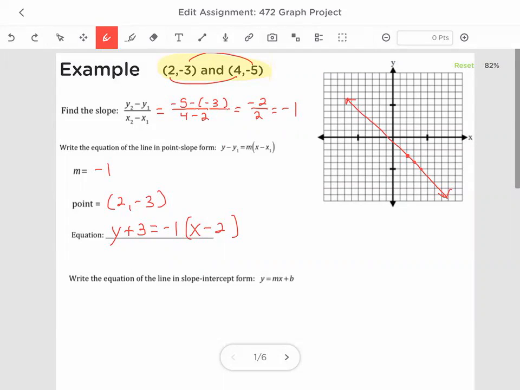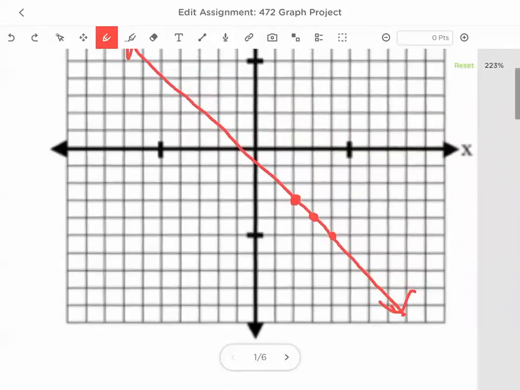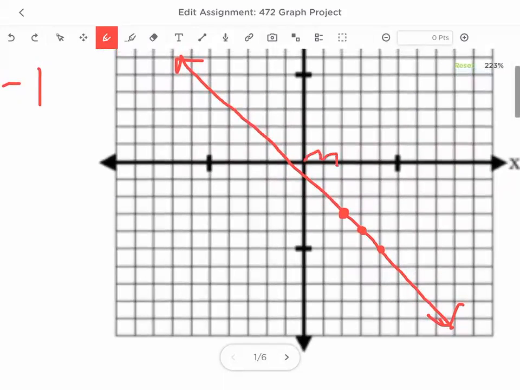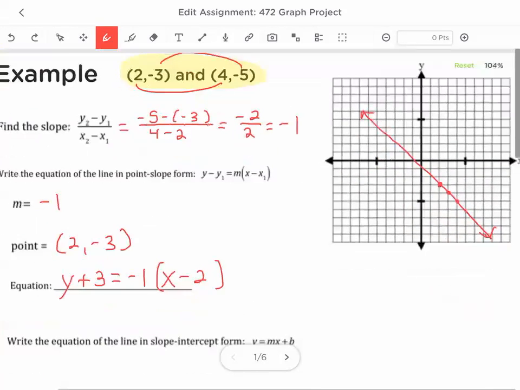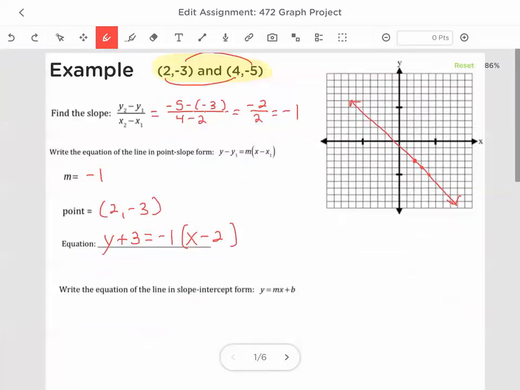Okay, and notice it goes through 4, -5. If I look over here, if I went to the right 1, 2, 3, 4, and now down 1, 2, 3, 4, 5, it goes through the point 4, -5. So it should all make sense and come together.